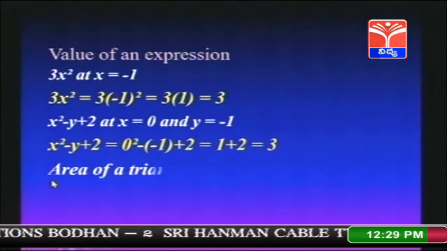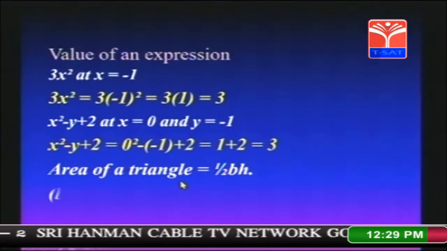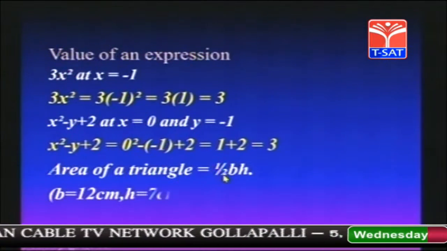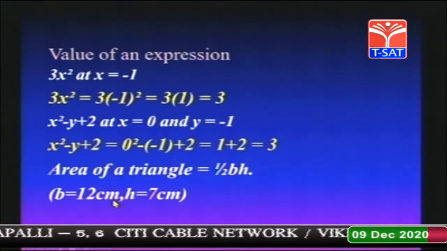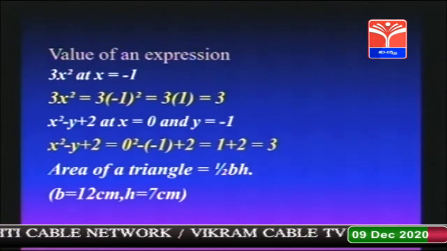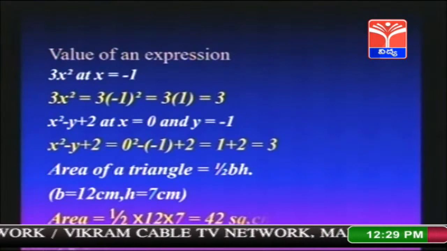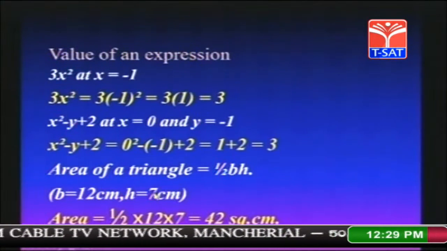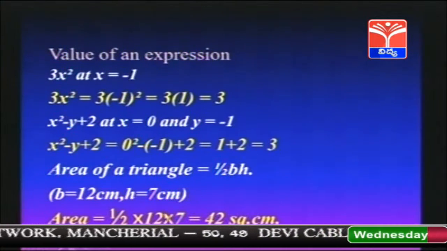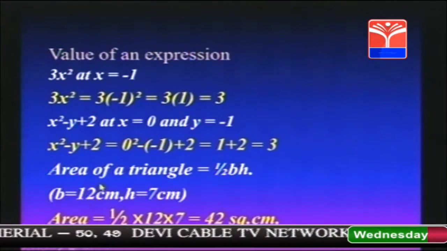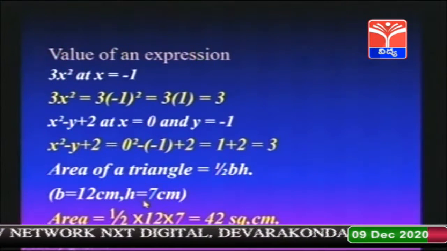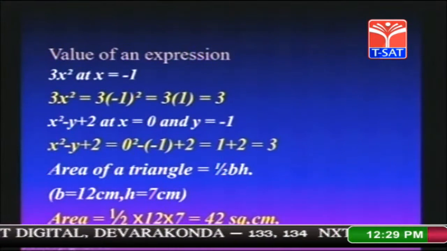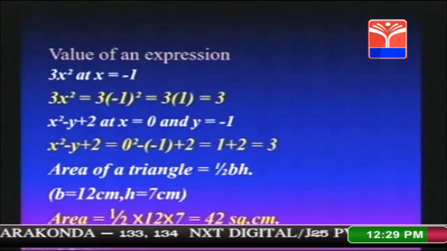Now how do you find the area of a triangle? Given the formula is half base into height, where the base is given as 12 centimeters and the height is given as 7 centimeters. Now let us see, area is equal to half into, in place of b here we will substitute the value of b, 12, into, in place of h here we will substitute the value of h, that is 7. So we will get it as 42 square centimeters.